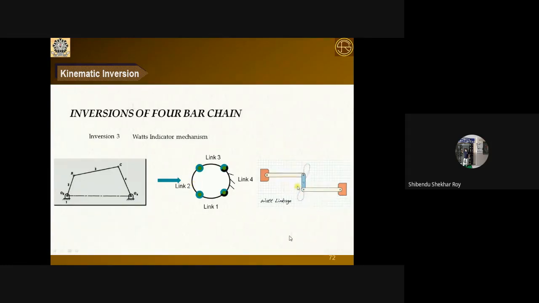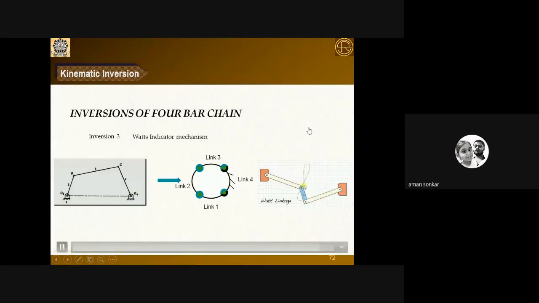Now, will this mechanism follow the Grashof law or not? See the animation of the mechanism and whether it will follow the Grashof law or not. Can anyone tell? This is the indicator mechanism. Will it be considered a Grashof linkage or not? No, sir. No, because no link has complete rotation.